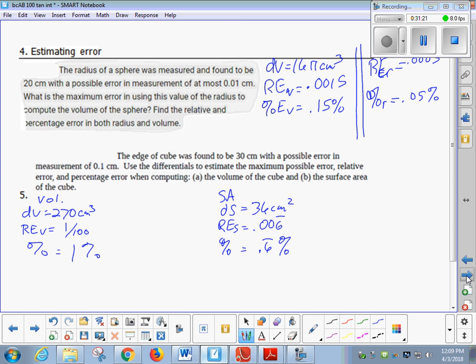For number 4, the gray problem. The estimate, I actually read this, what is the maximum error? I wasn't sure if they wanted me to find the true delta V, or if they wanted me to estimate and use differentials. Really, in a good problem, they should say use differentials to estimate the true. I read it that way, so I'm using dV, differentials, as an estimate. So my dV is 16 pi. The relative error, which is dV over V, is 0.0015, and making that a percent error, that's 0.15%.